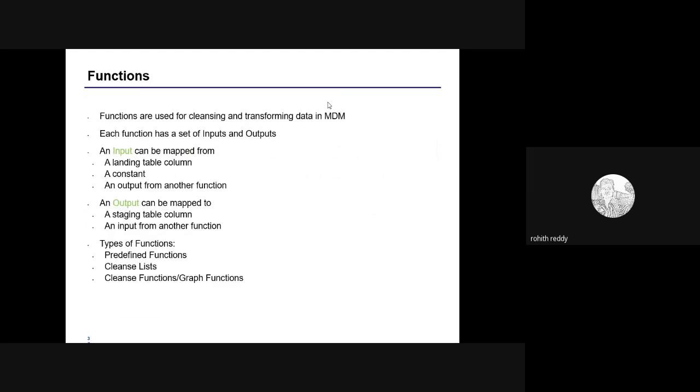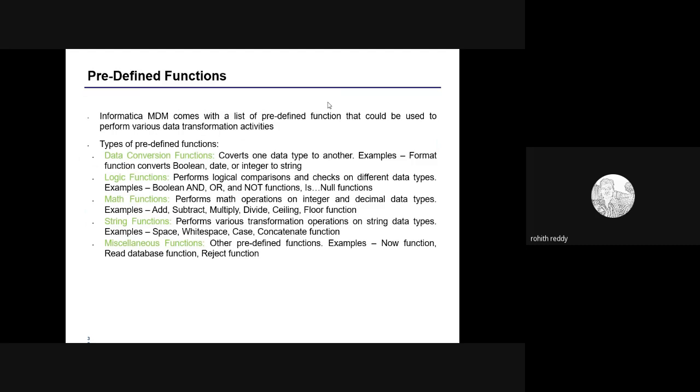so for every cleanse function we have inputs and outputs. And in the cleanse functions, Informatica MDM provides some specific default cleanse functions, and we can create our custom cleanse functions also based upon the provided ones. So here are the predefined functions provided by Informatica. Data conversion functions convert the data type, from boolean to string, date to different format, integer to string, those things. Okay, and logic functions: and, or, not.